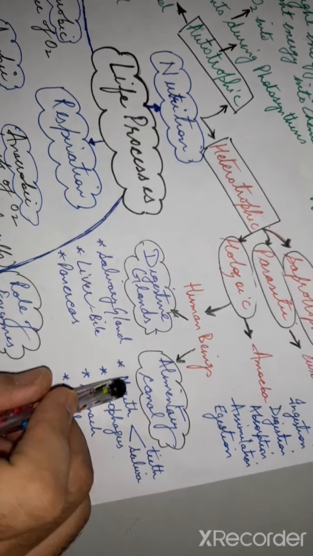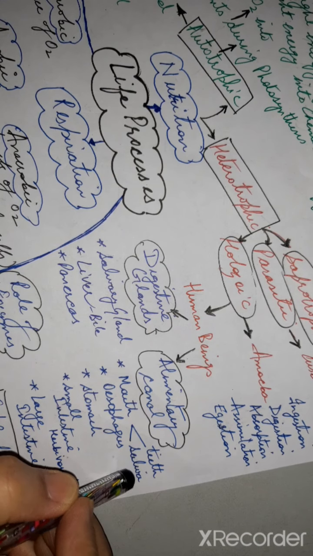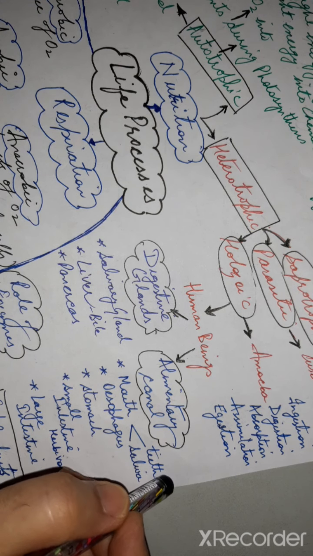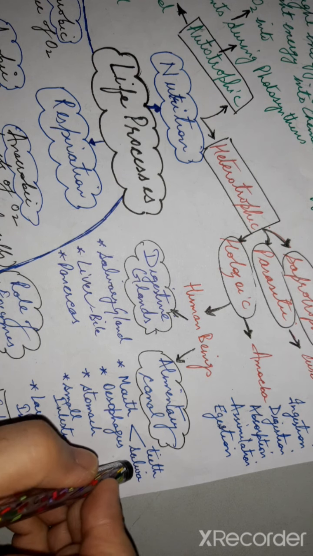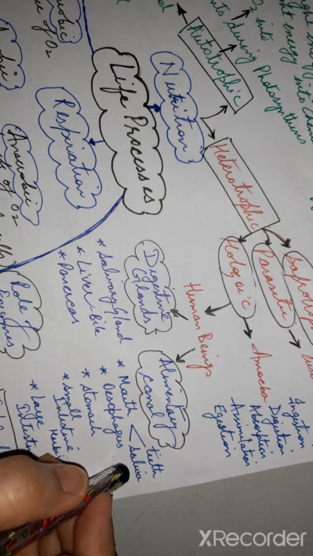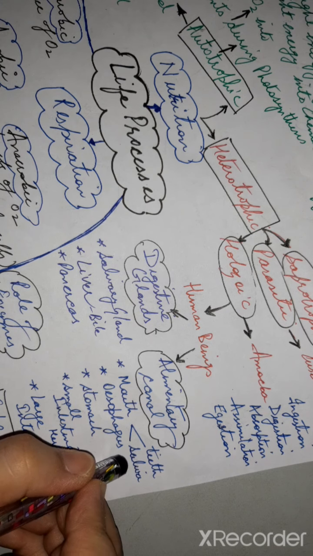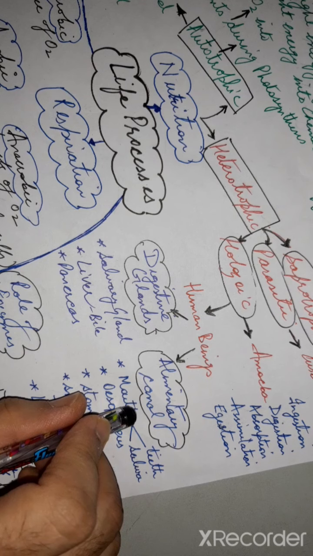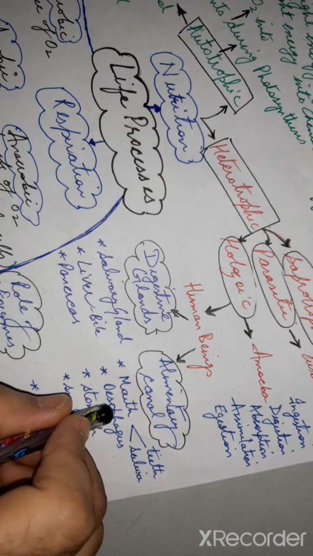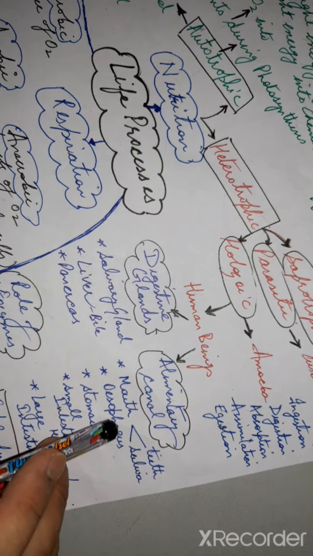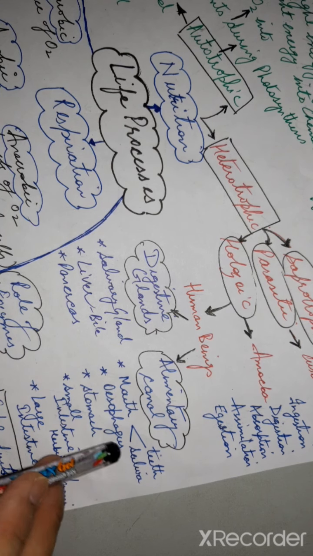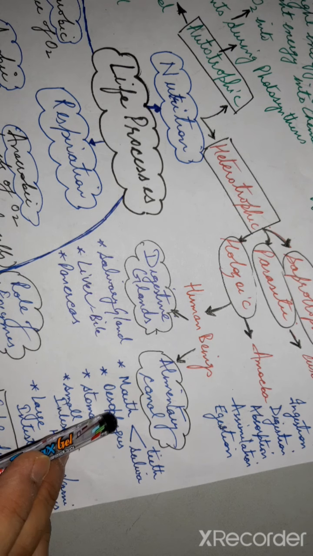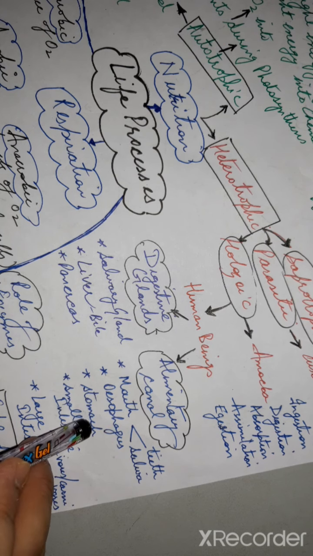In mouth, the role is played by saliva as well as teeth. Teeth help in physical breakdown of the food. And saliva, what is the function performed by saliva? That is the digestion of starch. It starts in the mouth only. And the starch is converted into maltose, a kind of sugar. Then esophagus, also called food pipe, passes the food from mouth to stomach.